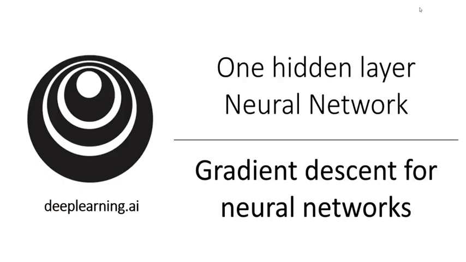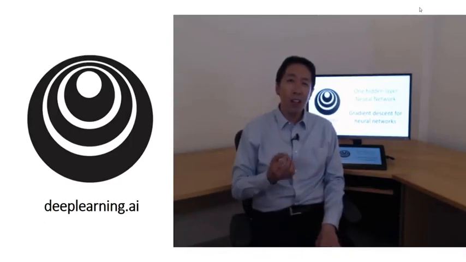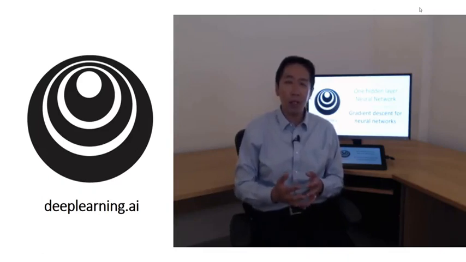Alright, I think this will be an exciting video. In this video, you see how to implement gradient descent for your neural network with one hidden layer. I'm going to just give you the equations you need to implement in order to get backpropagation, or to get gradient descent working.